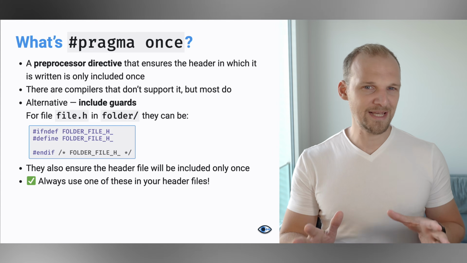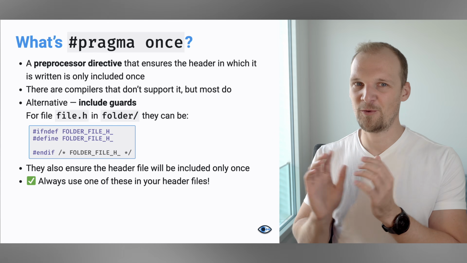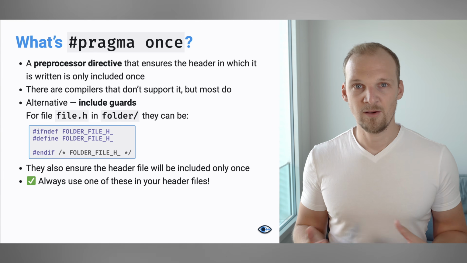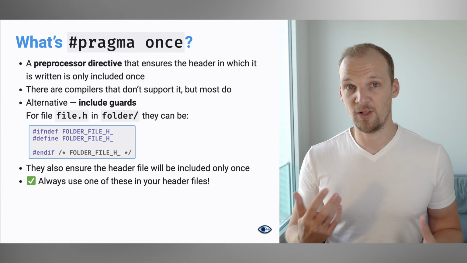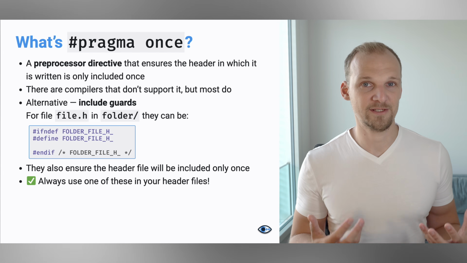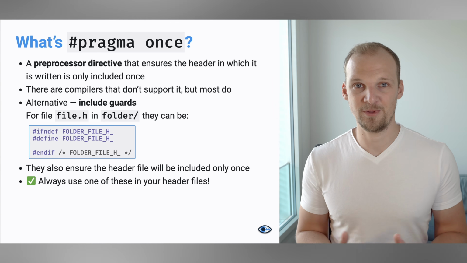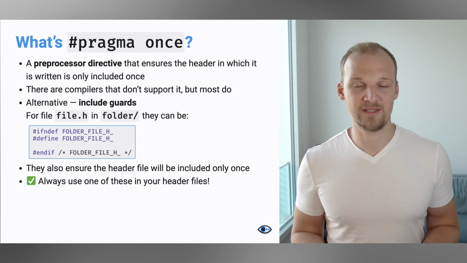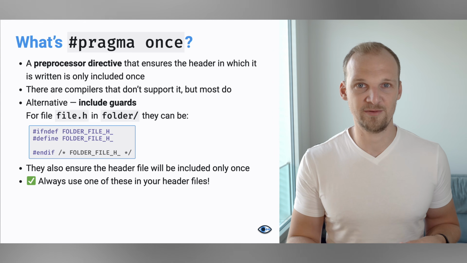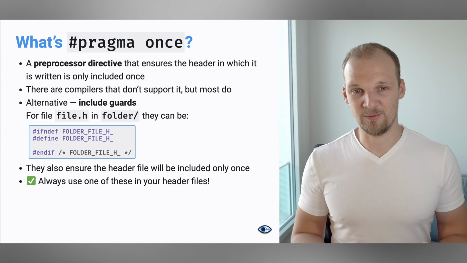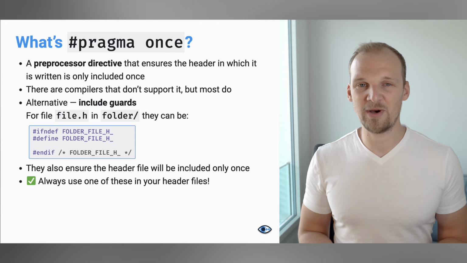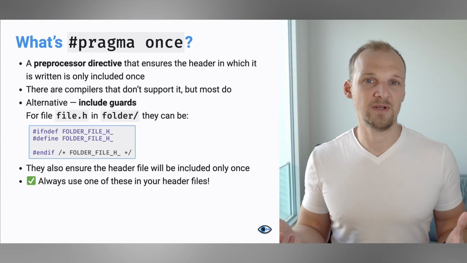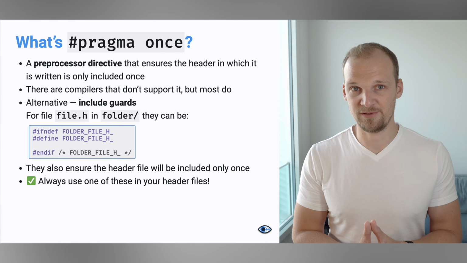Okay, you might have noticed that on a slide before we had the pragma once at the top of our header. Well, it starts with a hashtag, so you already probably know that it's a preprocessor directive. All of them start with a hashtag. And it ensures that the header is included exactly once. So if we include our header multiple times, it will only be included once. There are technically some compilers that don't support this, but I've never worked with one. I think most of the modern compilers actually do.